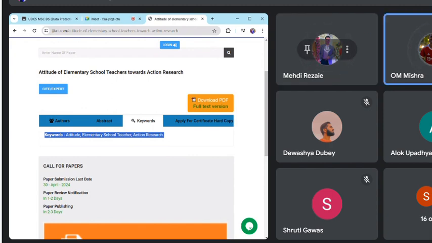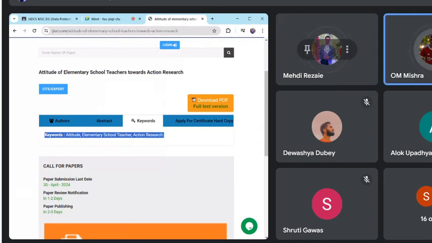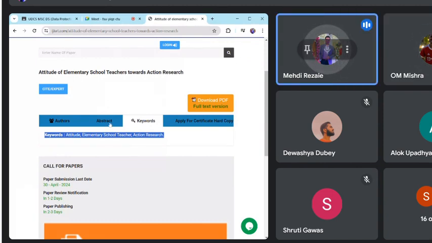Okay, sir, got it. Thank you. It could be 5, 6, 8, 10, but not more than 15. It is advisable not to add more than 15. Otherwise, it becomes like spam. Yeah, I got it. So that's the reason we have keywords.